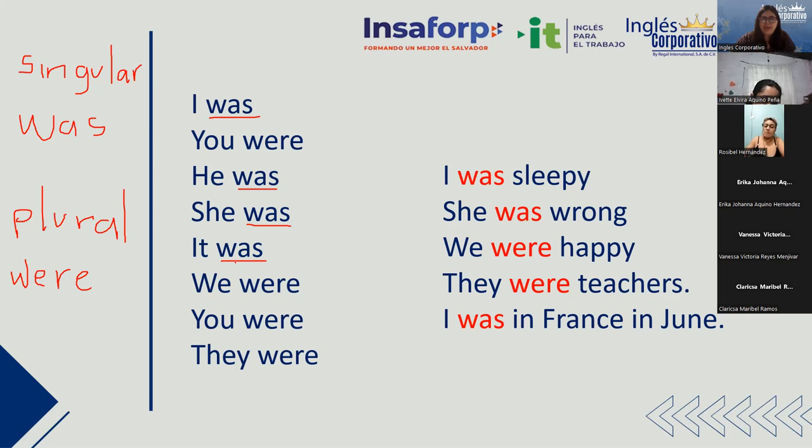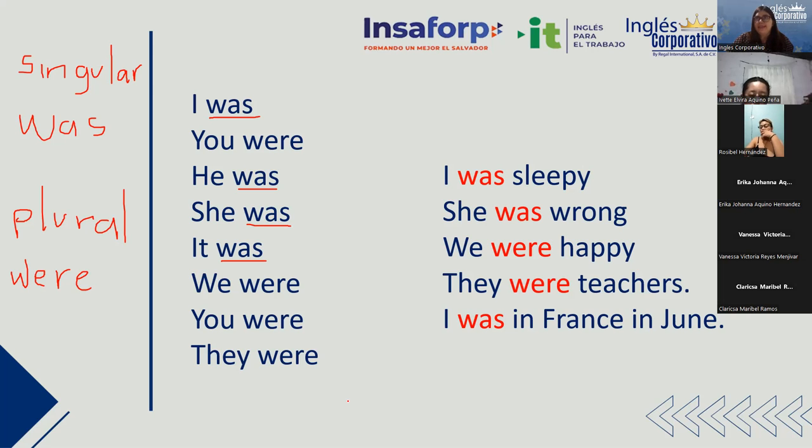Because sometimes you may have the subject pronoun. But in other cases, you will have a noun. For example, the children. You say the children were happy. ¿Verdad? The children were playing. So you say they were playing. They were the children. Oh, the cats were running. The cats is they. It's plural.